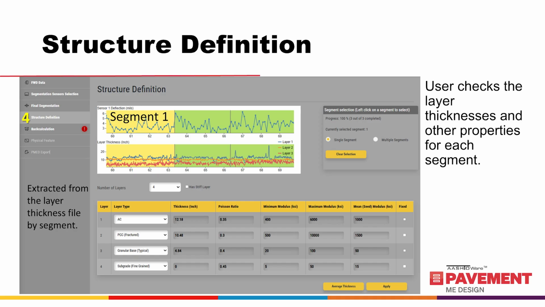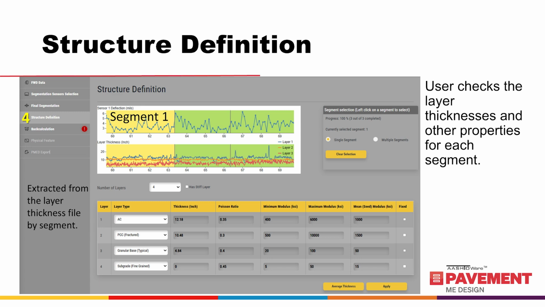The Average Thickness button is for the user to reinstate the average layer thickness for the segment from the layer thickness file when the user changed the layer thickness for some reason or removed or added a layer. The information on the segments that have been completed and accepted is included in the upper right part of the screen with the percentage complete.